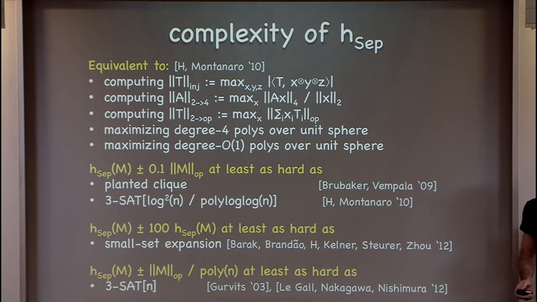Aaron, you mean for the operator norm? For the operator norm, the thing in the denominator is like n. That's right. That's why I didn't make it multiplicative there, because I didn't know how to report the result for multiplicative. Good. Okay, so that's what we know about hardness.